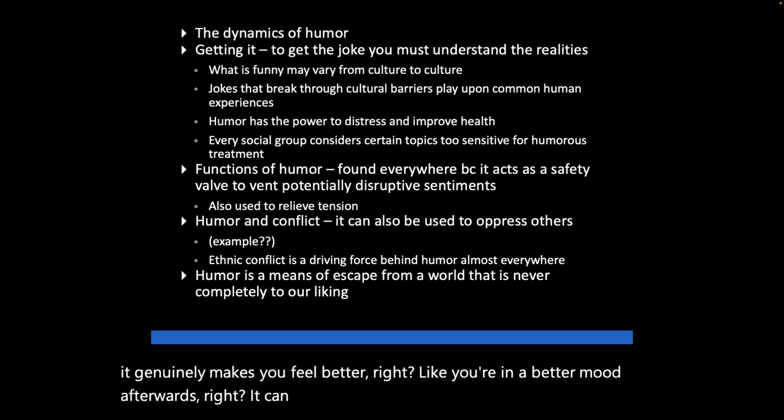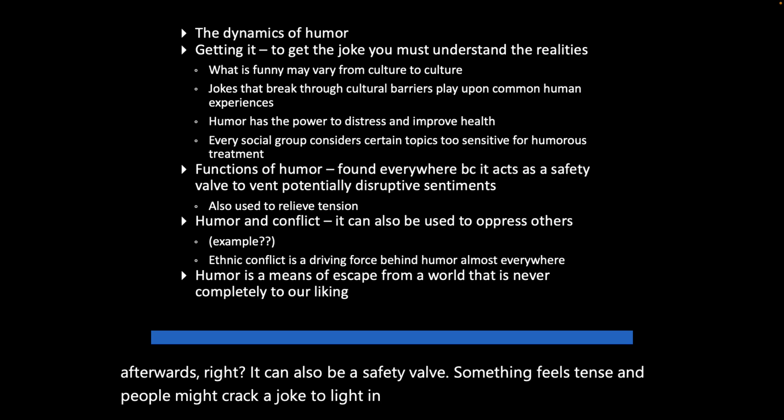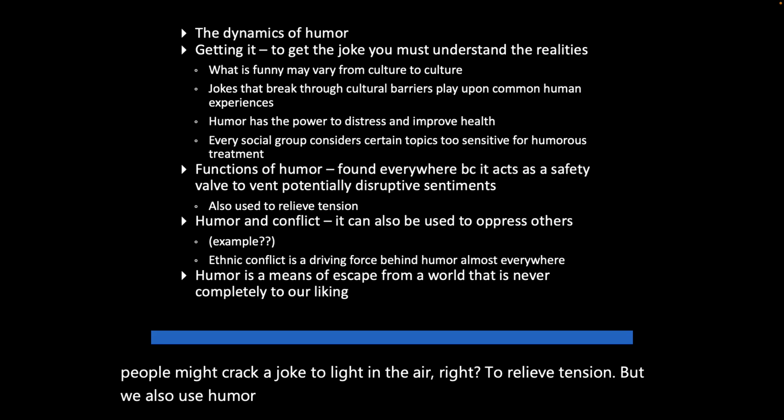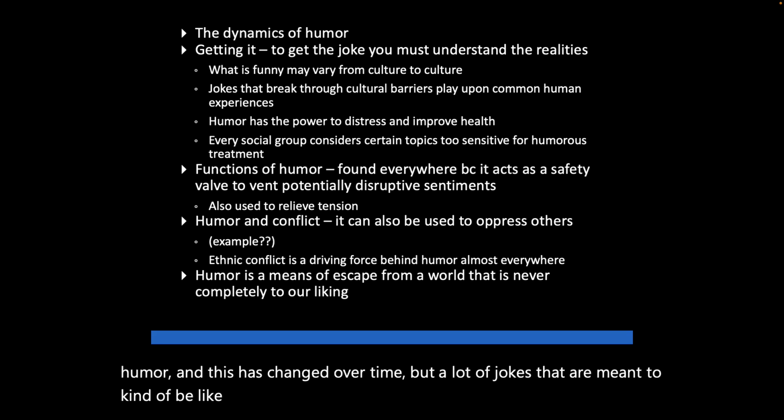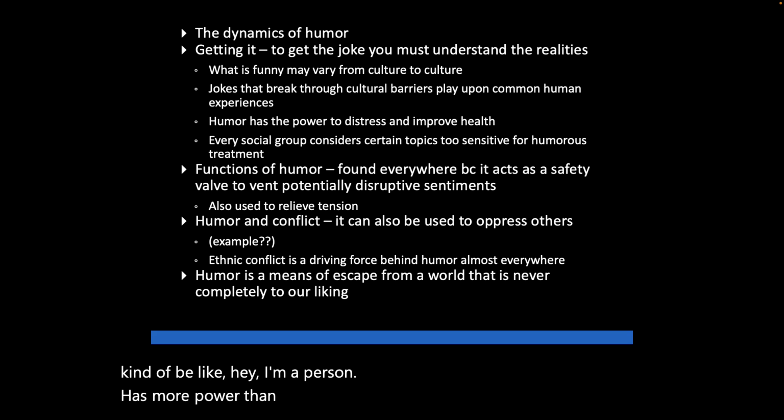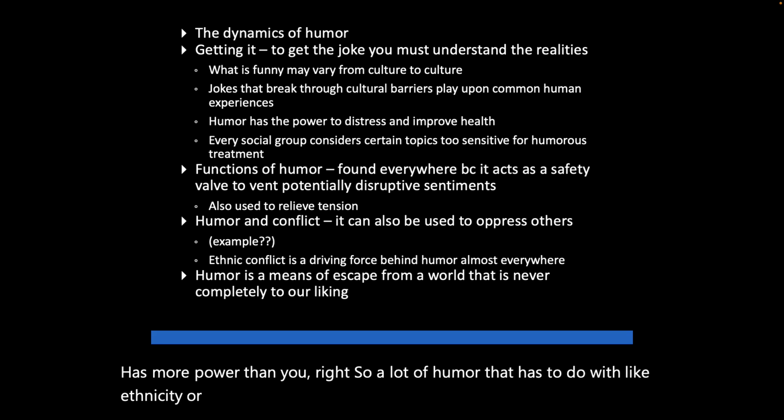It can also be a safety valve. Something feels tense, and people might crack a joke to lighten the air, to relieve tension. But we also use humor to subjugate other people. There's a lot of humor, and this has changed over time, but a lot of jokes are meant to say, hey, I'm a person who has more power than you. So a lot of humor that has to do with ethnicity or race. But humor is a means of escape.